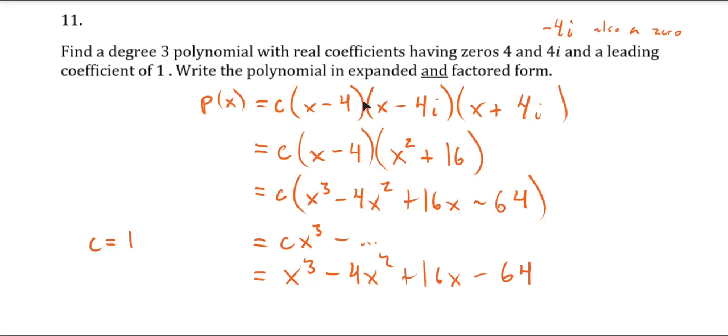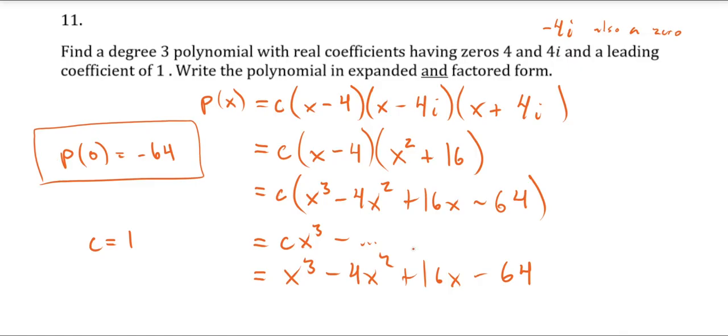This inclusion of a constant multiple here is also what you would do if they told you something like, p of 0 is equal to minus 64, and you wanted to find the polynomial that passed through exactly that point. Well, you include this constant multiple of c and then figure out what exact value of c would make that true. Of course, for the example that I just gave, that would also mean c was equal to 1.